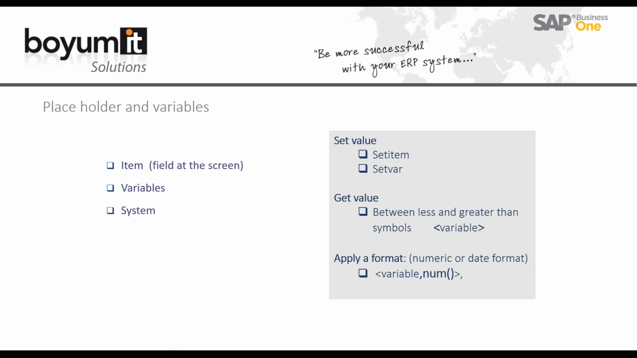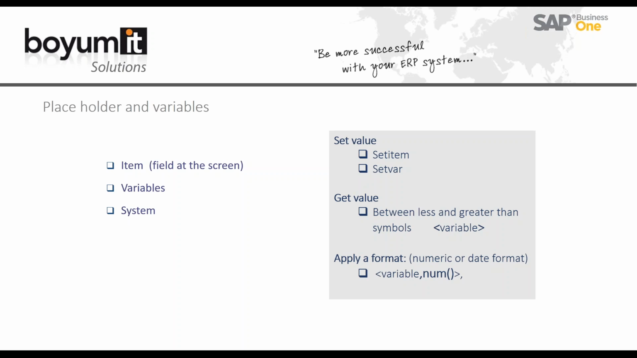We have other variables available on the system, that is the system variables. When we talk about the system variable, it's a global variable, for example, like the current user that is connected. This is a global variable. The item is only connected to the screen. If we close this screen, we don't have the values of the fields of this screen.